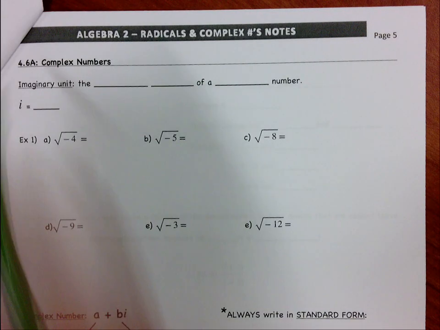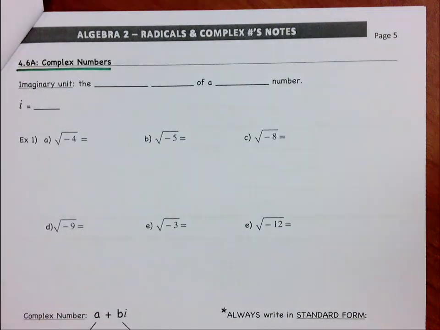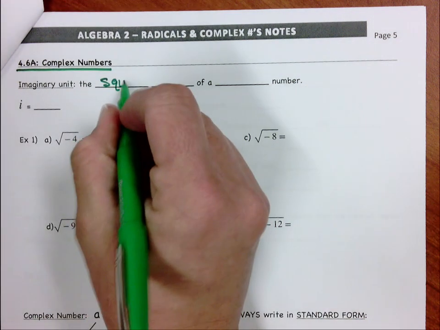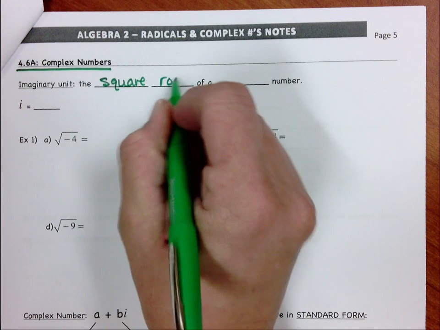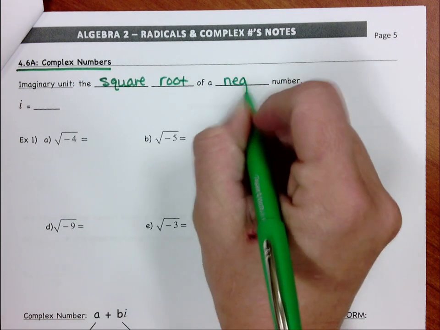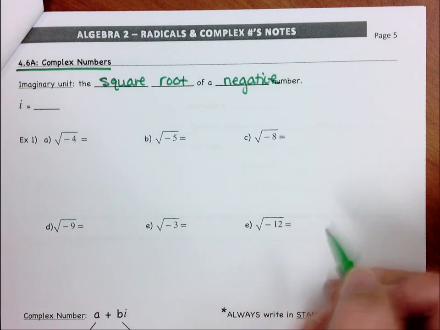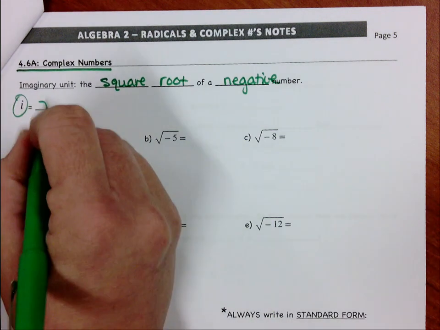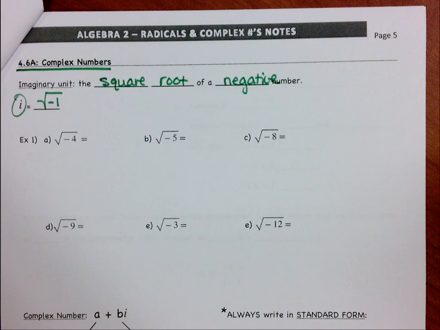All right, so 4.6a, we're talking about what we call complex numbers. The imaginary unit is the square root of a negative number. Therefore, i is the square root of negative 1. So anytime you see a negative under the square root sign, it's going to come out front as an i.